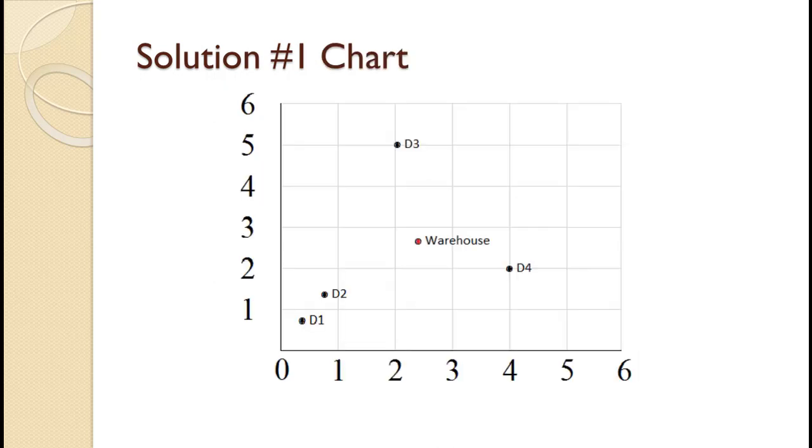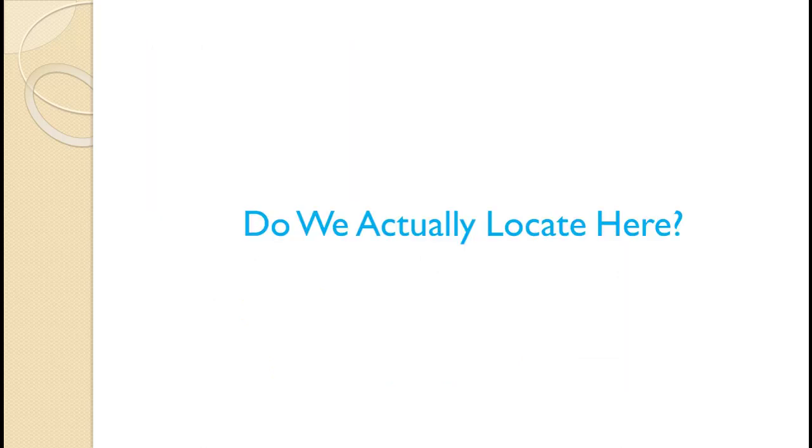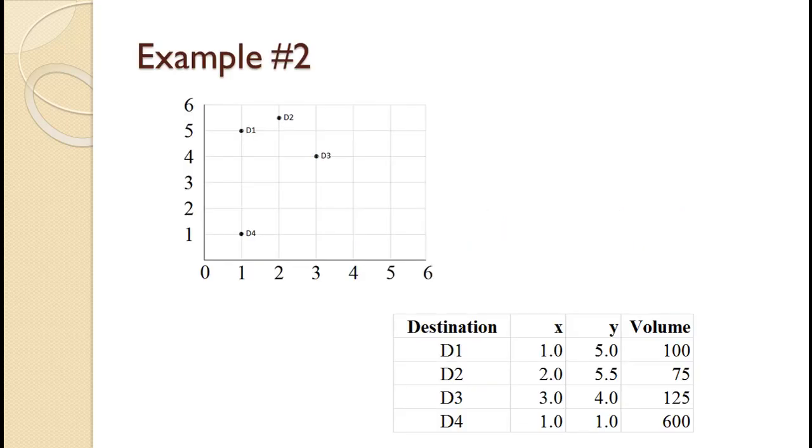The slide shows the original chart updated with the proposed location of the warehouse. Notice how the higher volume of D2 and D4 pull the warehouse closer even though D1 and D2 are located together. So, do we actually locate here? Not likely. A warehouse needs interstate access, lots of land, and the right type of zoning. The calculated location is just the general area in which we should start looking for a space to locate the warehouse.